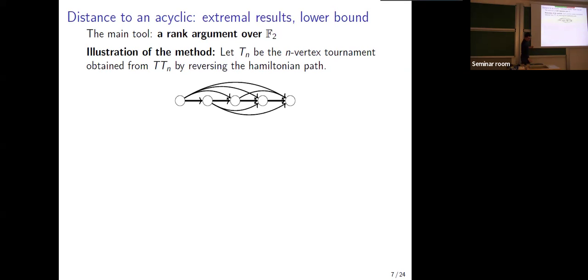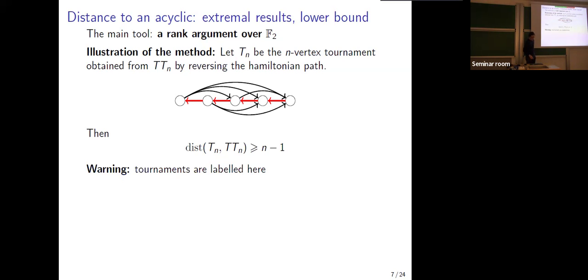These two tournaments will be first TTn, a transitive tournament of order n, so an acyclic tournament. You fix one acyclic tournament. The other tournament that will be very far away from this one will be Tn, which is obtained by reversing a Hamiltonian path. So all the tree edges now go from right to left. Now we'll show that these two tournaments are at distance at least n minus 1, and actually exactly n minus 1, because we proved earlier that two tournaments are always at distance at most n minus 1.